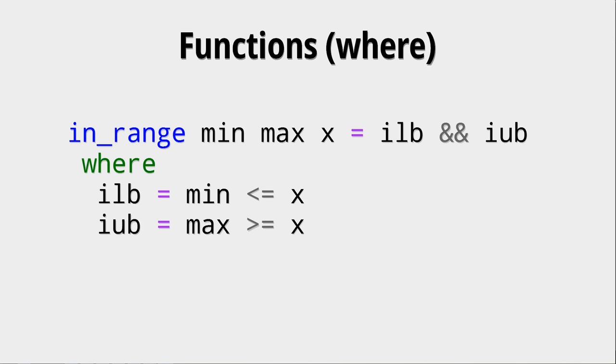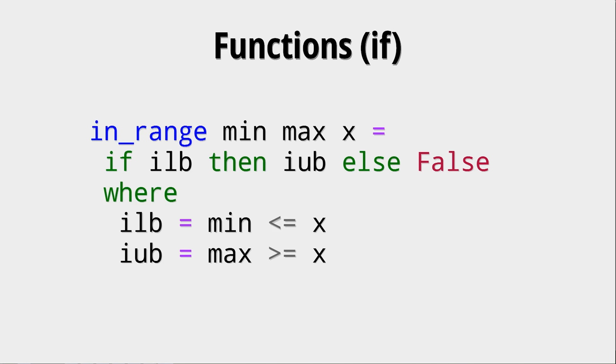Another way of doing this is with a where binding, where you have the final result of your function, and in the end say where certain names are defined as certain expressions. Again, it's very important to see that in the example of the let binding and where binding, things are evaluated only when we need them. Lazy evaluation is still in place. So if you have some variable that is never used, then it will never be evaluated.